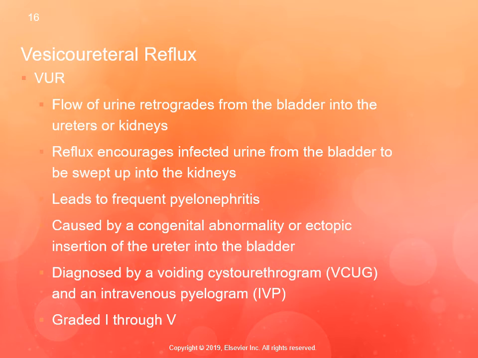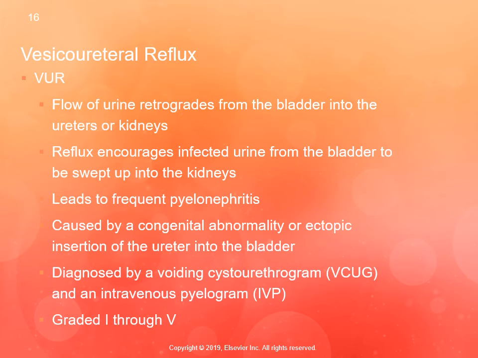Vesicoureteral reflux is an important thing to remember. Whenever you have children who are below the age of puberty, who develop urinary tract infections, think about a structural problem such as VUR. So flow of urine retrogrades from the bladder into the ureters or the kidneys, therefore they have a higher incidence of getting a UTI. So you have the infected urine from the bladder swept up into the kidneys, and that leads to frequent pyelonephritis.